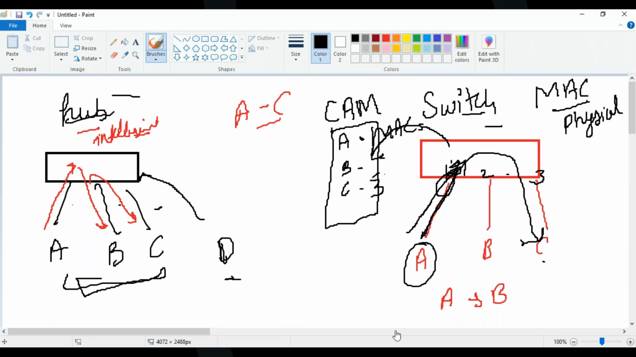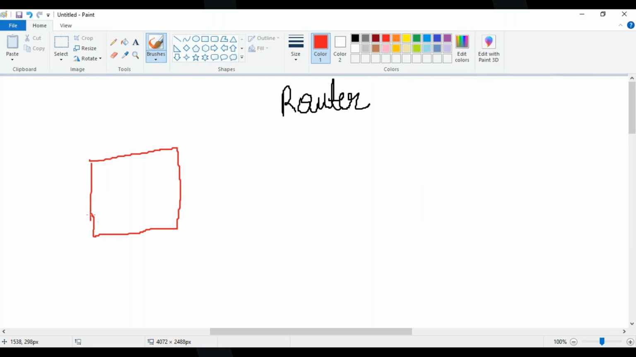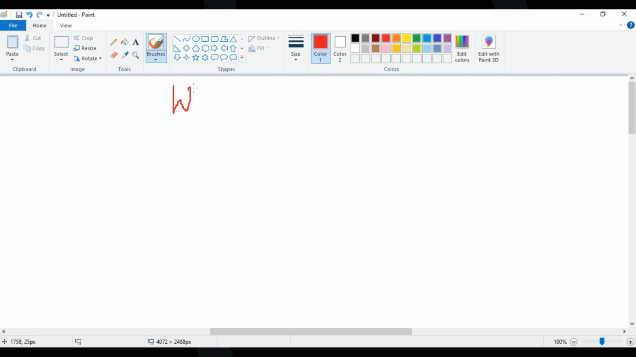Now let's talk about the router. We all know about this device that is a router. We all have it in our office, in our home, in our workspace. Now, guys, the question is, what is this router? Suppose this is your home. The question is, what is a router?